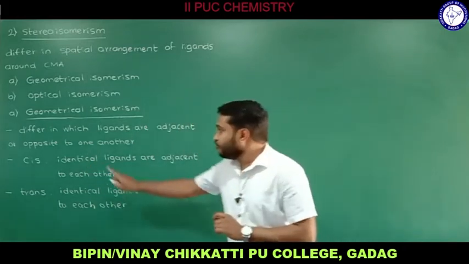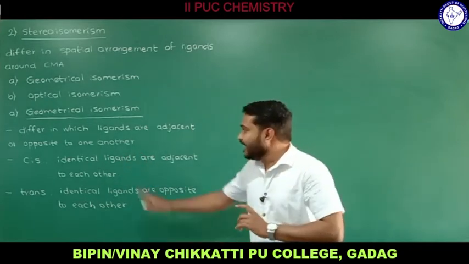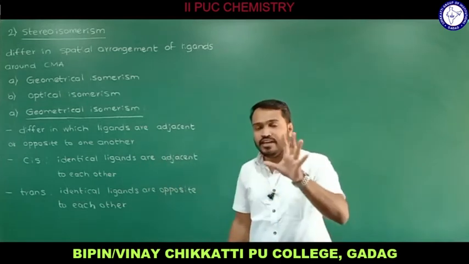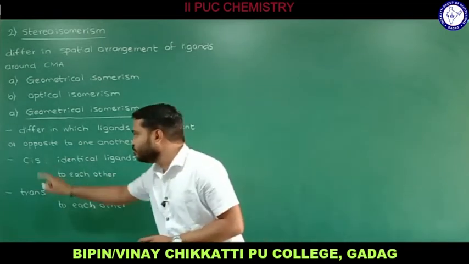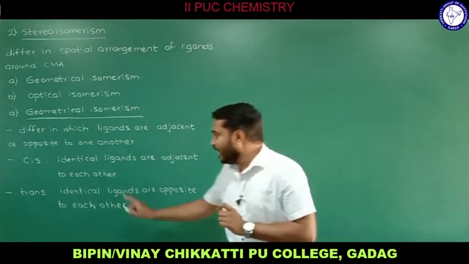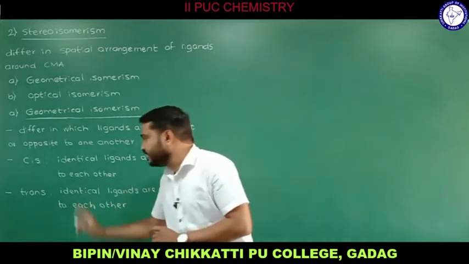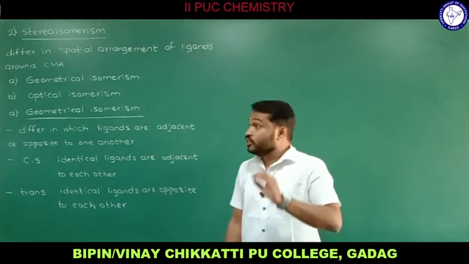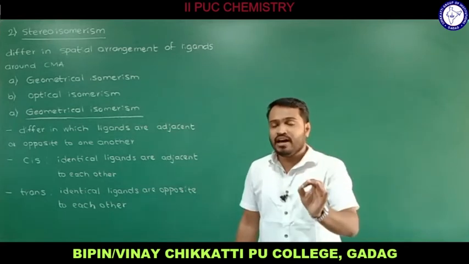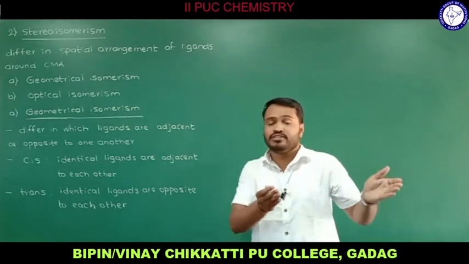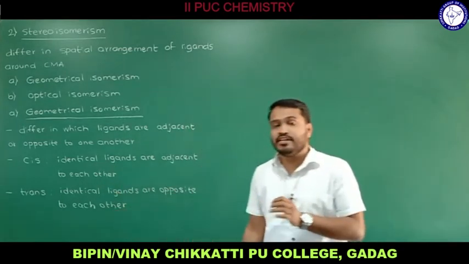Remember that if identical ligands, the same kind of ligands, are adjacent to each other in a coordination sphere, then the isomer is called the cis isomer. If the identical ligands are exactly opposite to each other, then such an isomer is termed a trans isomer. So geometrical isomerism arises when there is a spatial arrangement of ligands in an adjacent fashion and an opposite fashion, and based on that we also call it cis-trans isomerism.